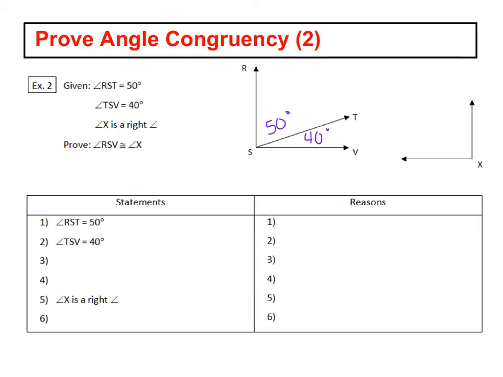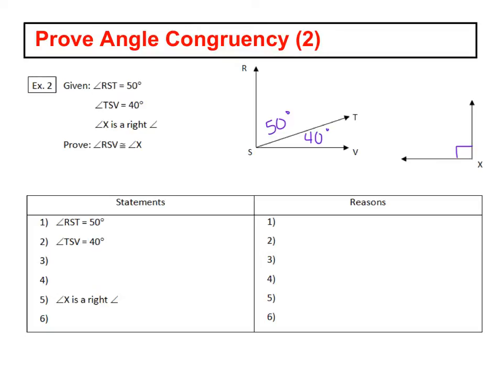And then they also told us that angle X is a right angle. So over here, angle X, I'm just going to go ahead and put in our little box for a right angle. So what are we trying to prove? We're trying to prove that angle RSV, that's this big one right here, is congruent to angle X. Now with a lot of these proofs, you might look at it and say, well, yeah, they're congruent, but mathematically you have to logically explain how you know and back it up with all of the reasons.